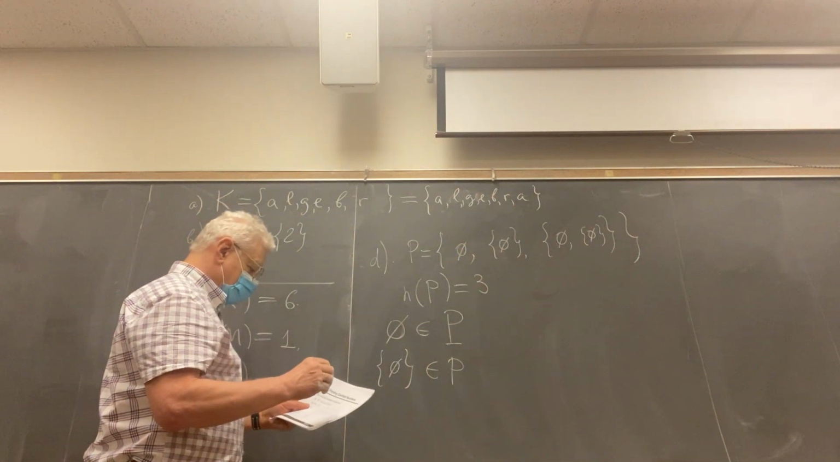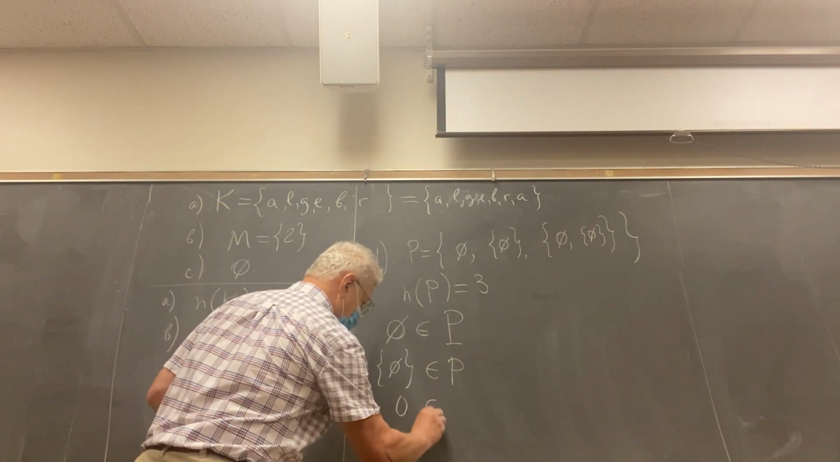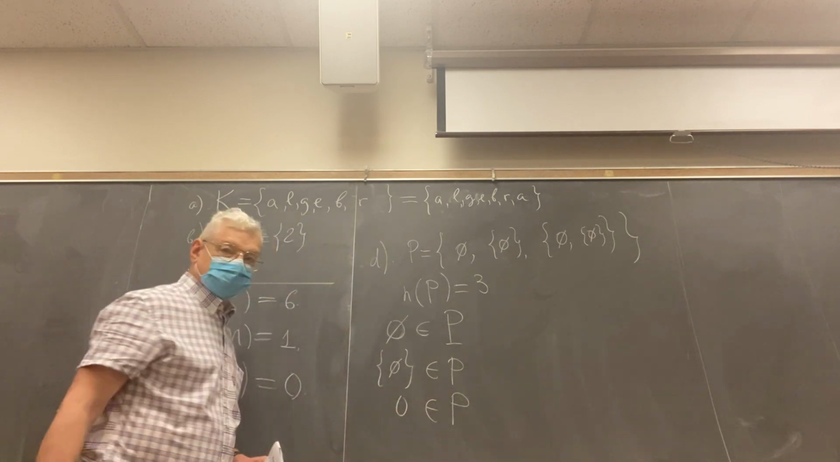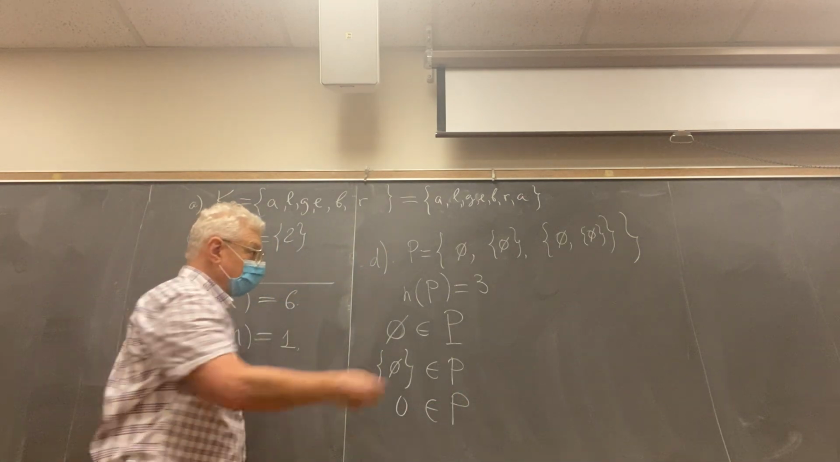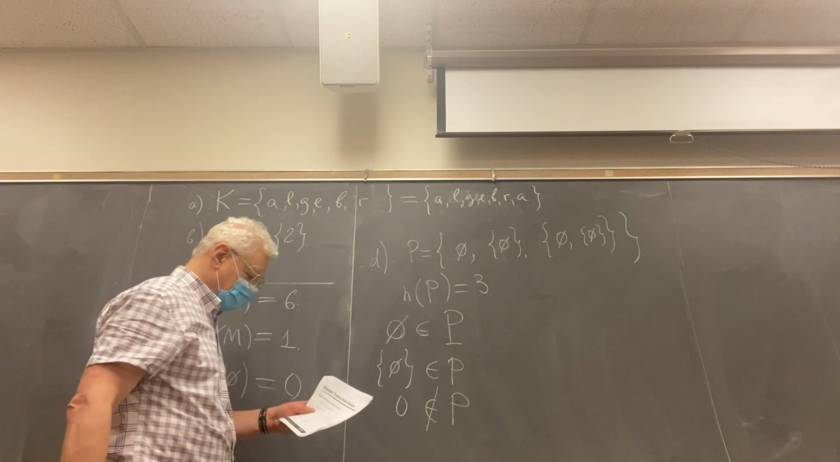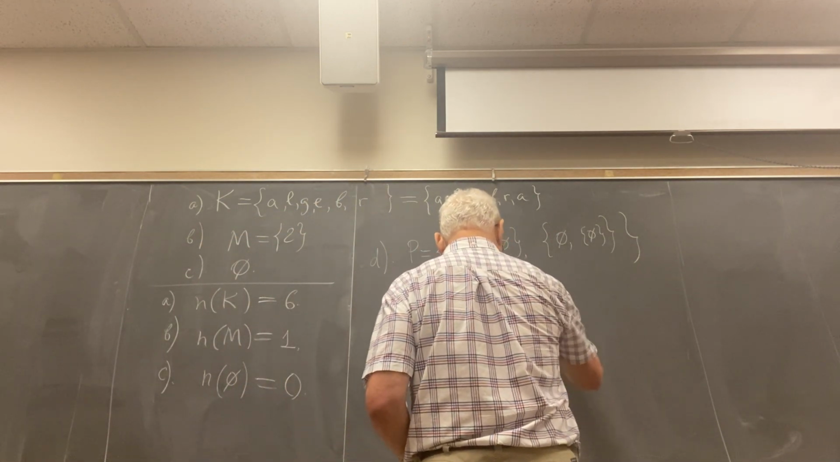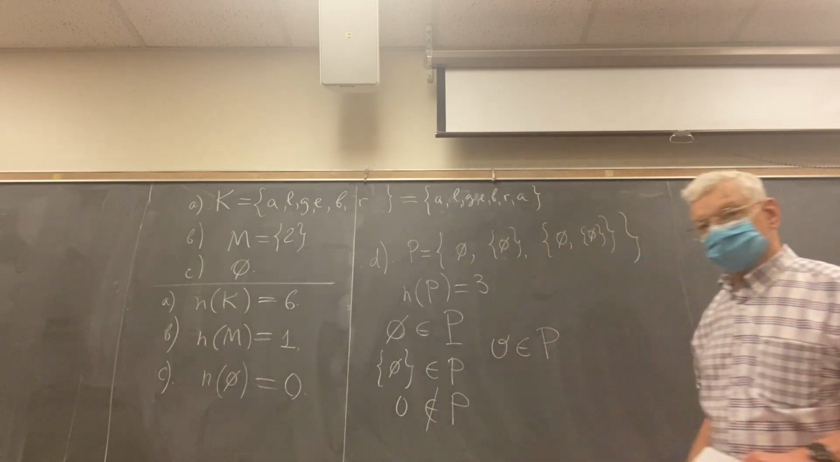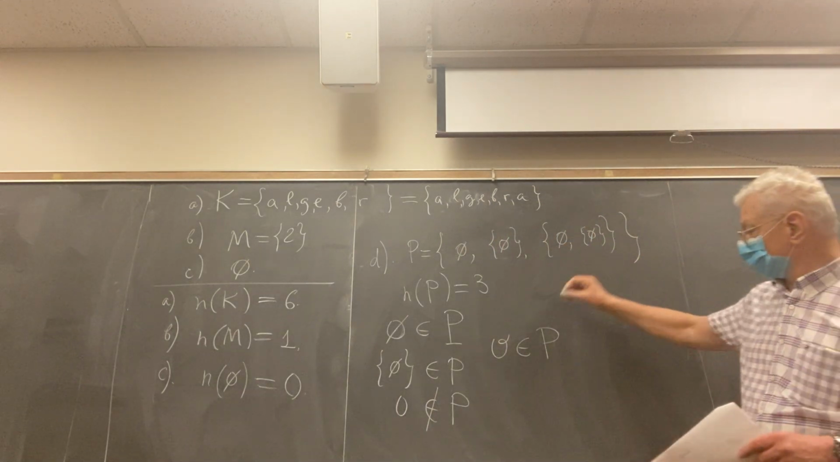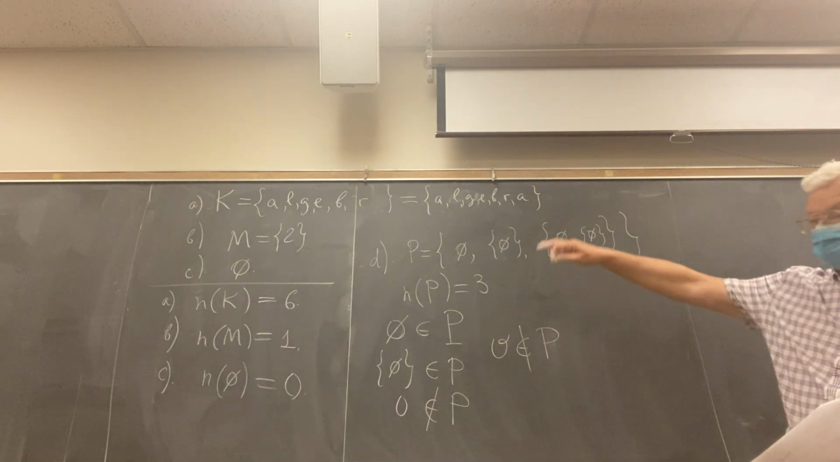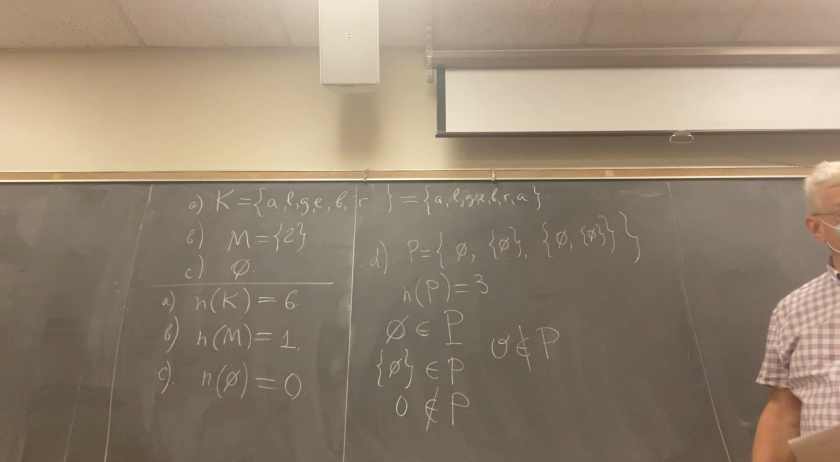Okay, how about this one? Does 0 belong to P? No. This number 0, you don't see it, because there are no such elements. Correct. And how about the letter O? Does it belong to P? No, there is no letter O. All of them look alike.